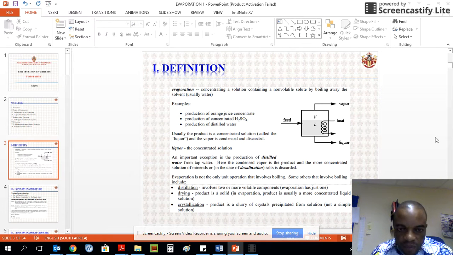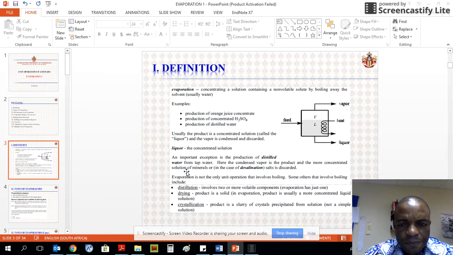So you are expected at this stage to be able to define evaporation. You should be able to define a liquor. What is a liquor? Liquor is a concentrated solution that you collect after evaporation.